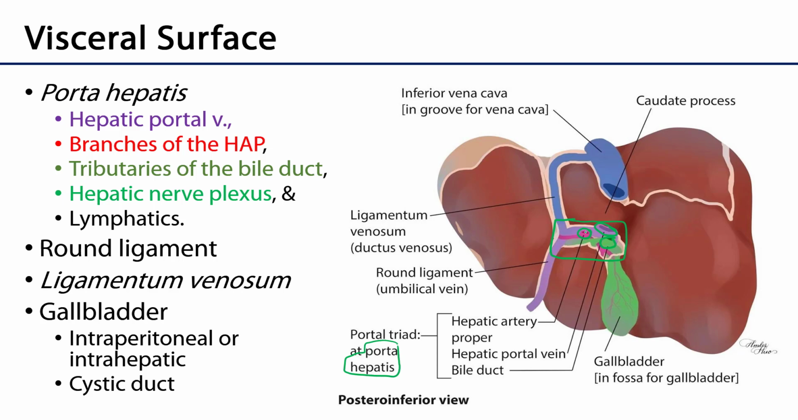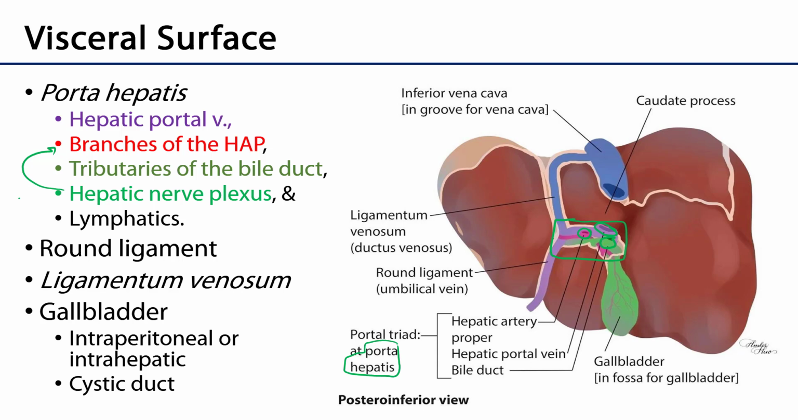Also along for the ride will be elements of the hepatic nerve plexus. This is an autonomic plexus that is riding in the branches of the hepatic artery proper. And like most things along for the ride, we have lymphatics as well.